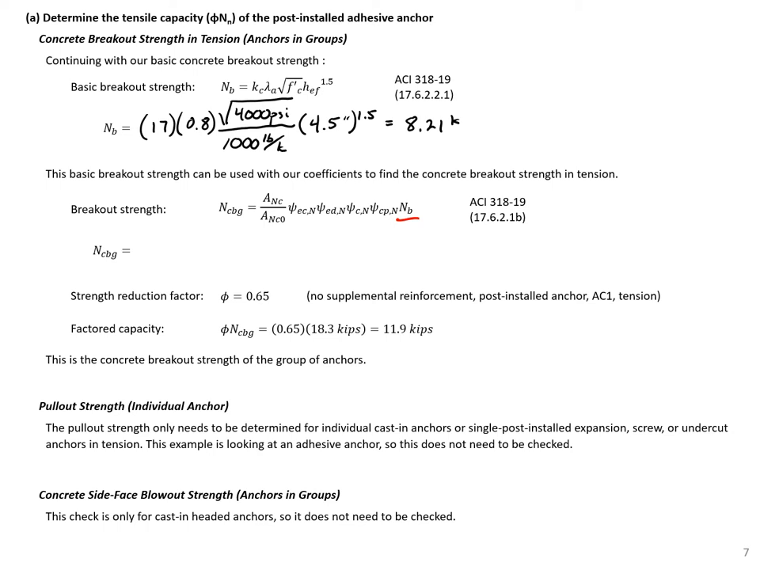We can then use this N_b in our breakout strength for the group. So we'll have our N_cbg, the group breakout strength, equal to the ratio of A_Nc divided by A_Nc0. So our group area divided by our base area for a single anchor, so 290.25 inches squared divided by 180.25 inches squared, and then times all of our psi factors. So 1.0 times 1.4 times 1.0, and then times our N_b, 8.21 kips. So we'll get N_cbg equal to 18.3 kips.